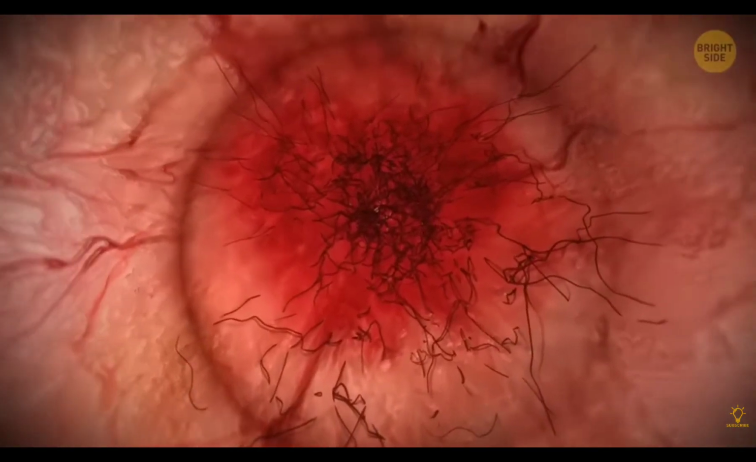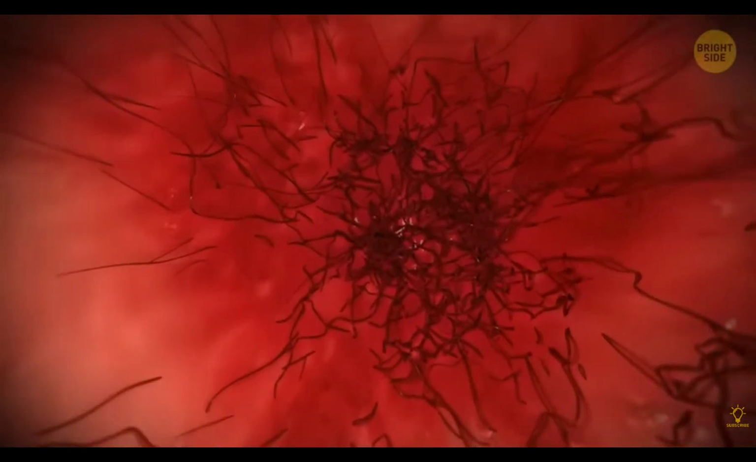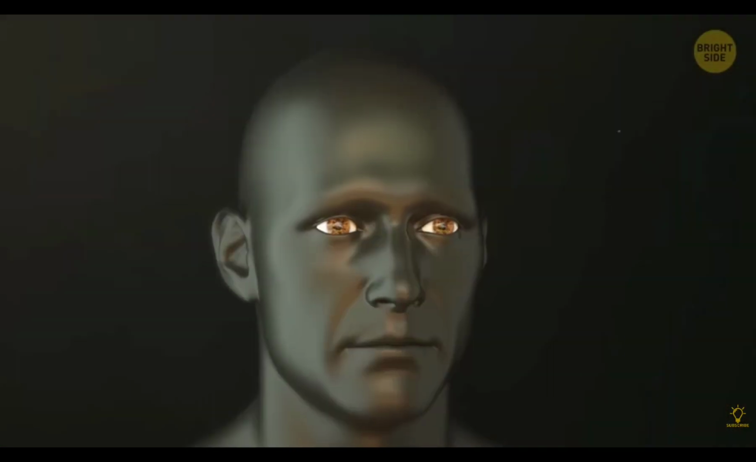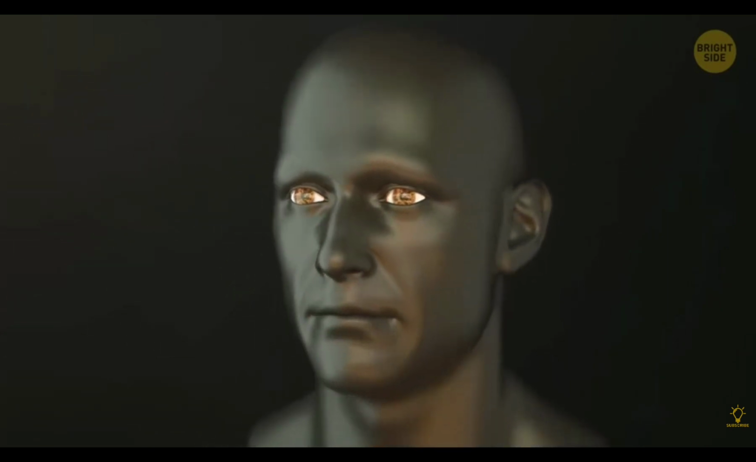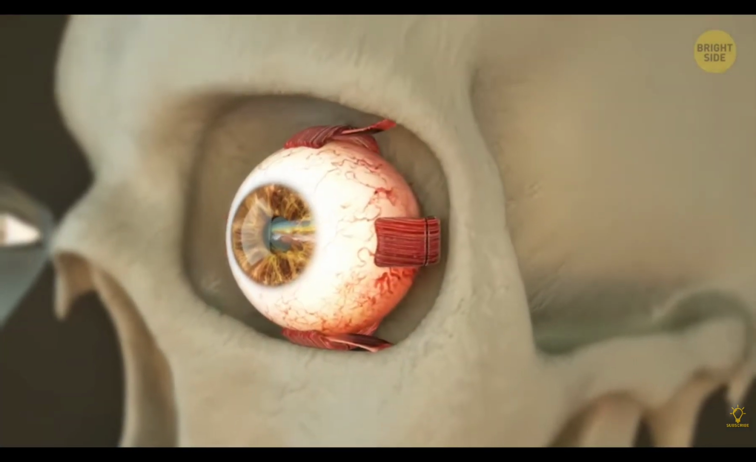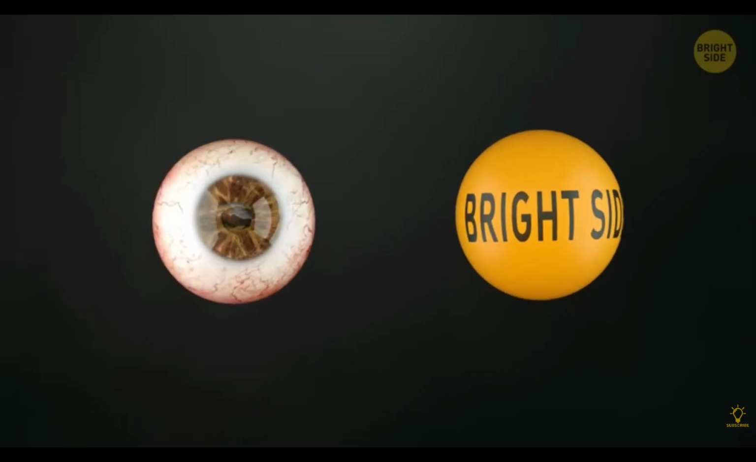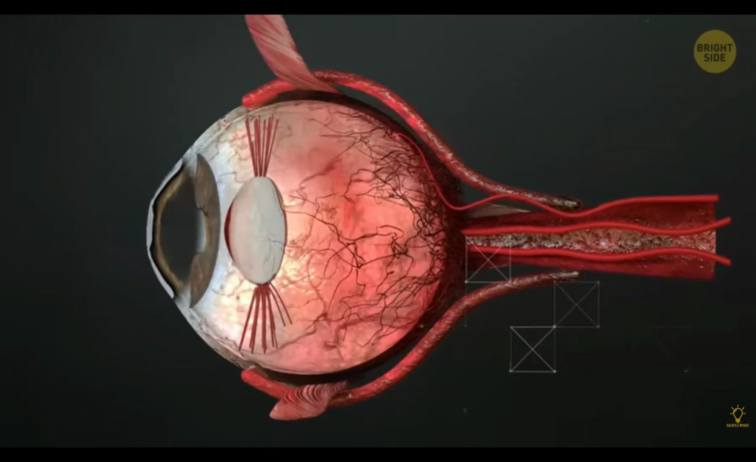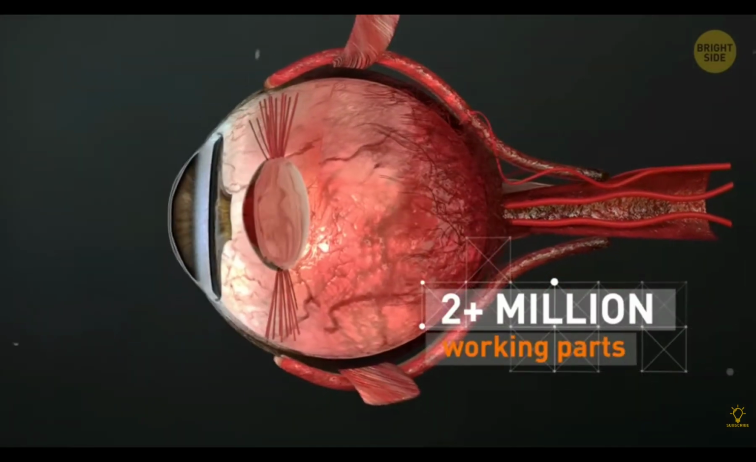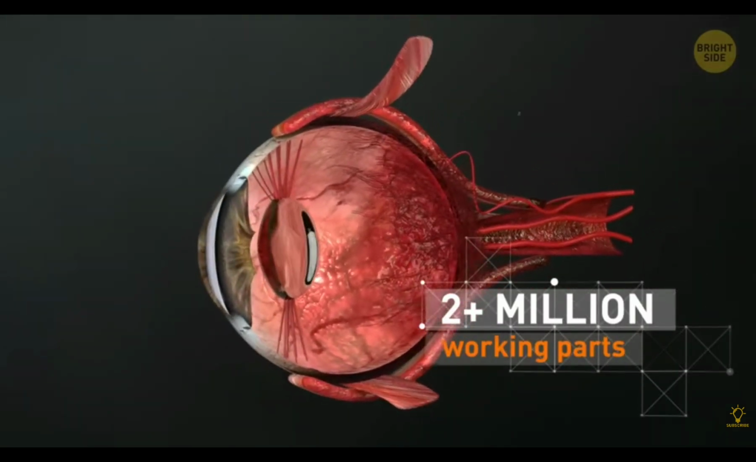Ooh, it's roomier in here than I thought. Hello? Well, it's because you only see about 1/6 of your eye when you look in the mirror. The rest of it is inside your head. Your eyes themselves are about the size of ping pong balls. And just within this seemingly small little organ, there are over 2 million working parts.